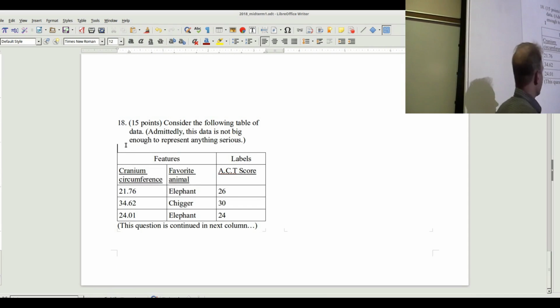Did you like my funny joke? Somebody's favorite animal was the chigger. Ha ha ha. Nobody's favorite animal is the chigger. We all hate chiggers. That's why it's funny. Okay, nobody thought that was funny. Elephants are kind of cool, aren't they? They're big anyway. There you go.